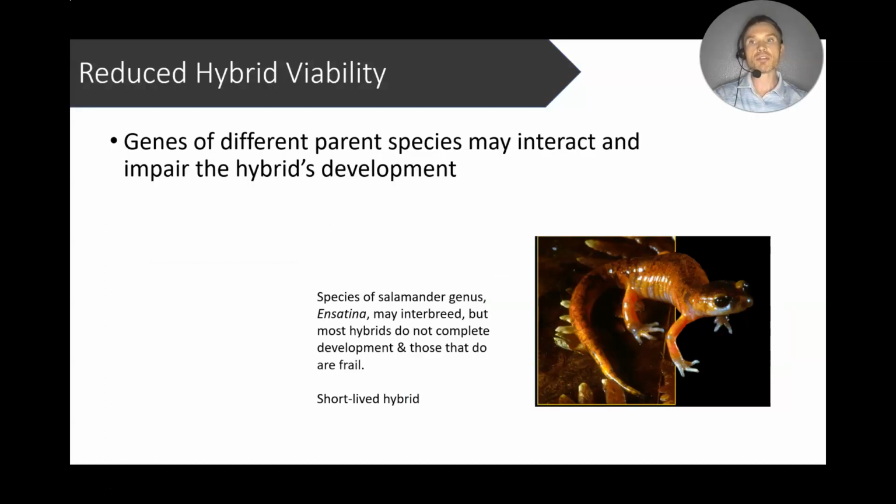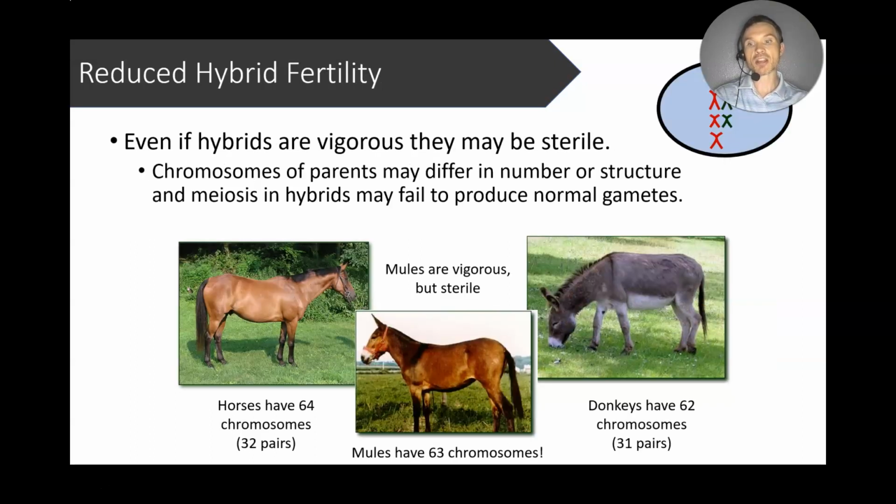So the first example here is the reduced hybrid viability. So genes of different parent species can interact and impair a hybrid's development. So in this situation, we have 2 different species of salamanders. They mate, they produce an offspring. However, the offspring, which is a hybrid now, actually is short-lived. So it is born, it is feeble, and it dies early in life. So that would be called reduced hybrid viability.